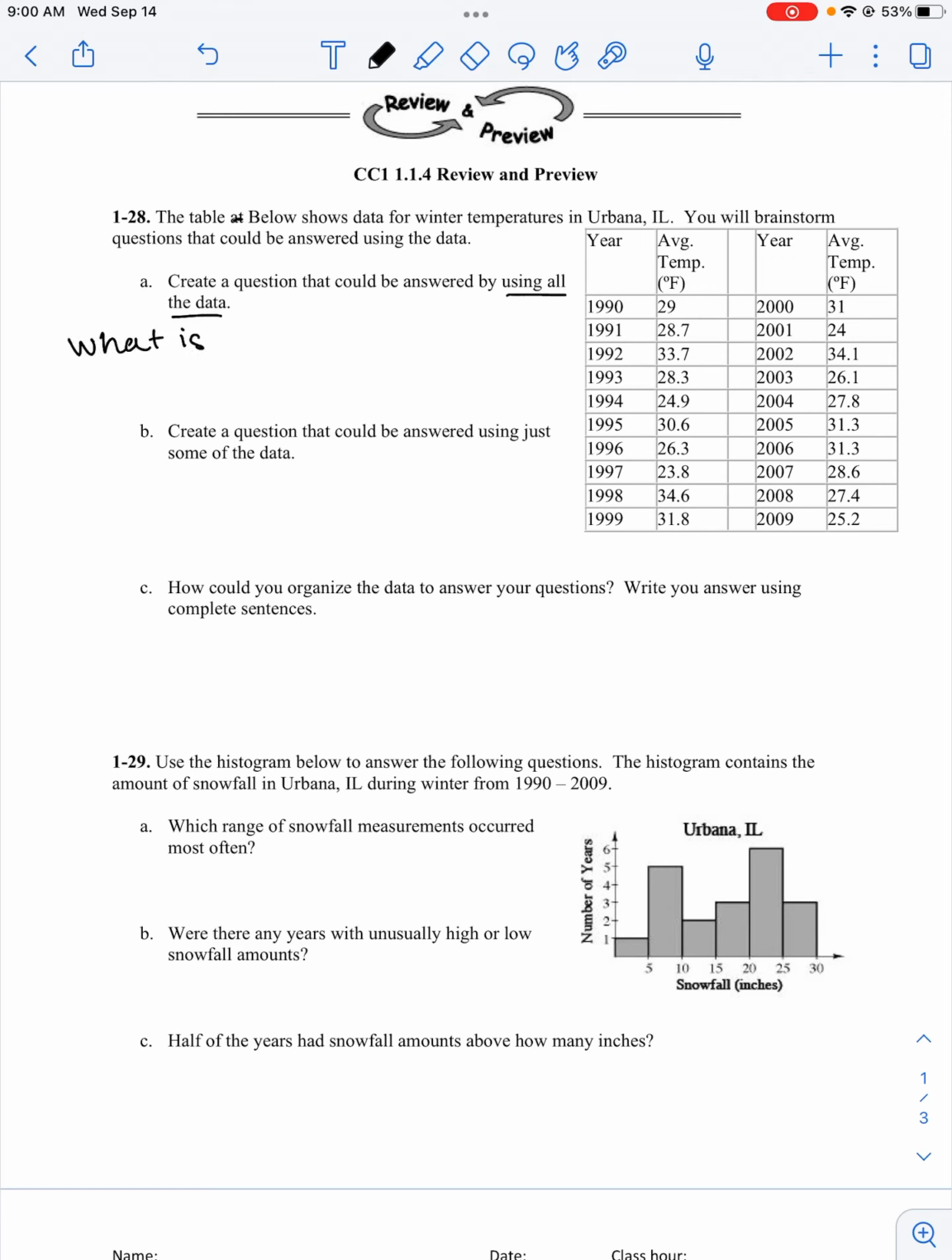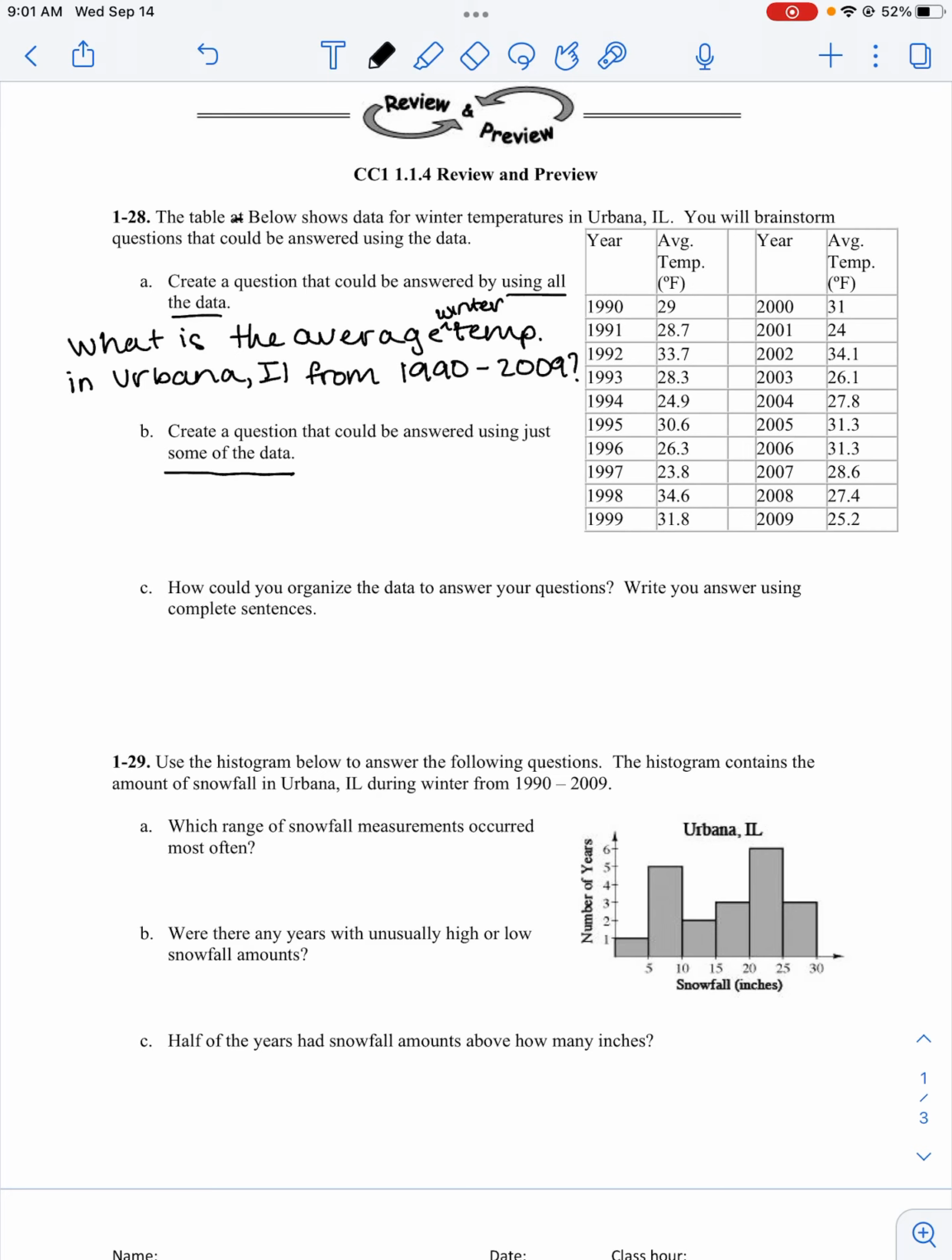What is the average temperature in Urbana, Illinois, and its average winter temperature from 1990 to 2009. Now I need to create a question that could be answered using just some of the data.